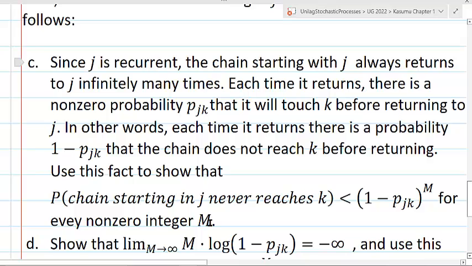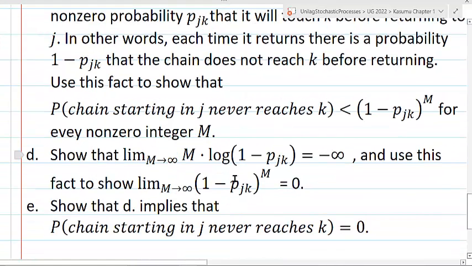I'll give you a little bit of a hint. We know that the chain will return to j an infinite number of times. In fact, it will return at least m times. So consider the first m returns to the state j, and show that the probability that the chain does not reach k during this period is equal to this number. Now that's going to be true no matter what m I choose. The probability that the chain does not reach k before visiting j m times is going to be equal to this value. So that's the first thing to prove.